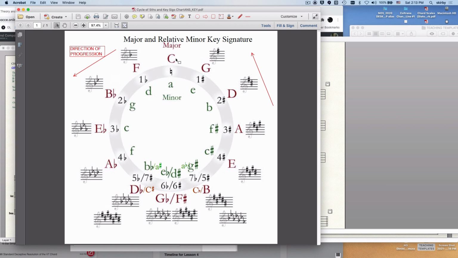So up a fourth from C is F, down a fifth from C is F. You can think about it either way. It's just that it's typically referred to as down a fifth. But you want to get really good at computing this relationship because it's going to be really helpful for you.